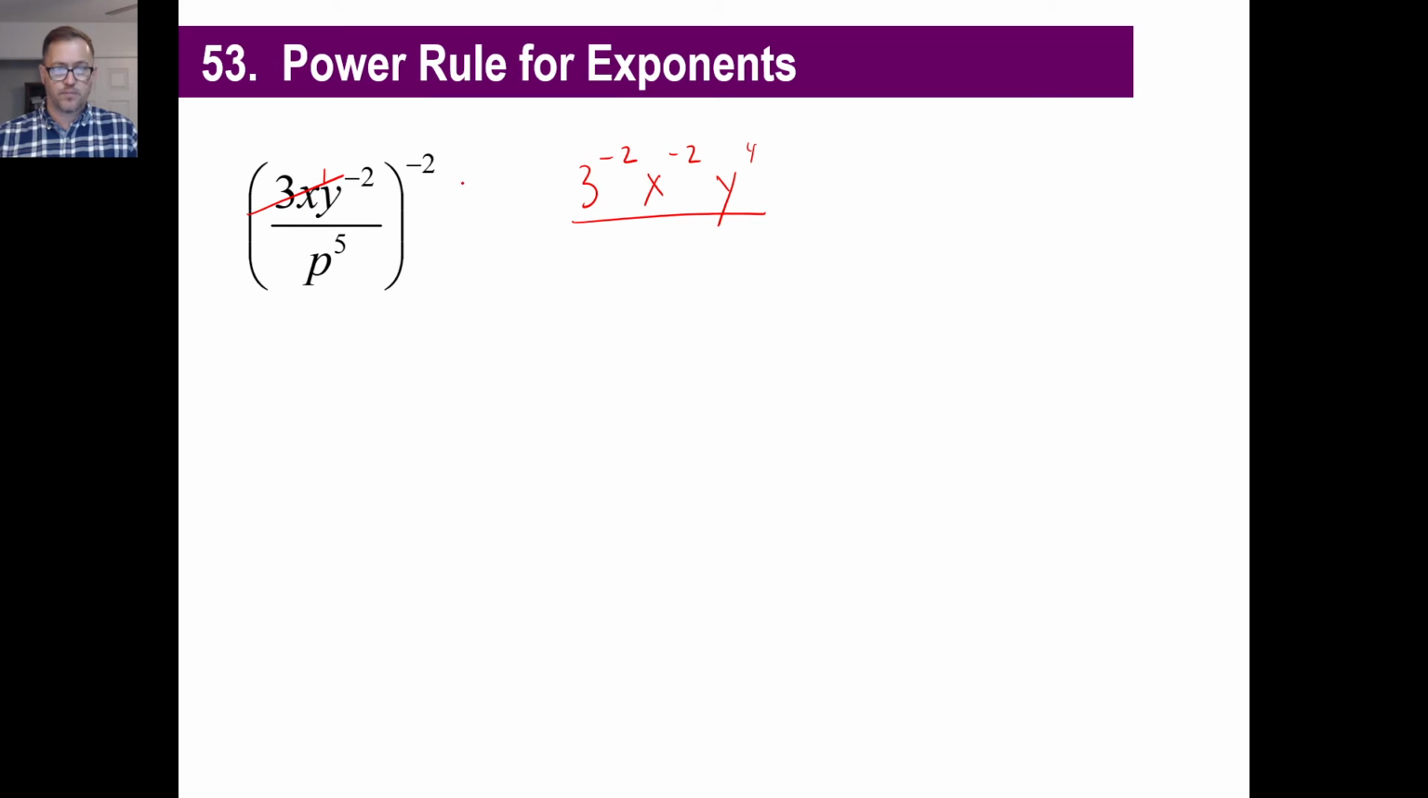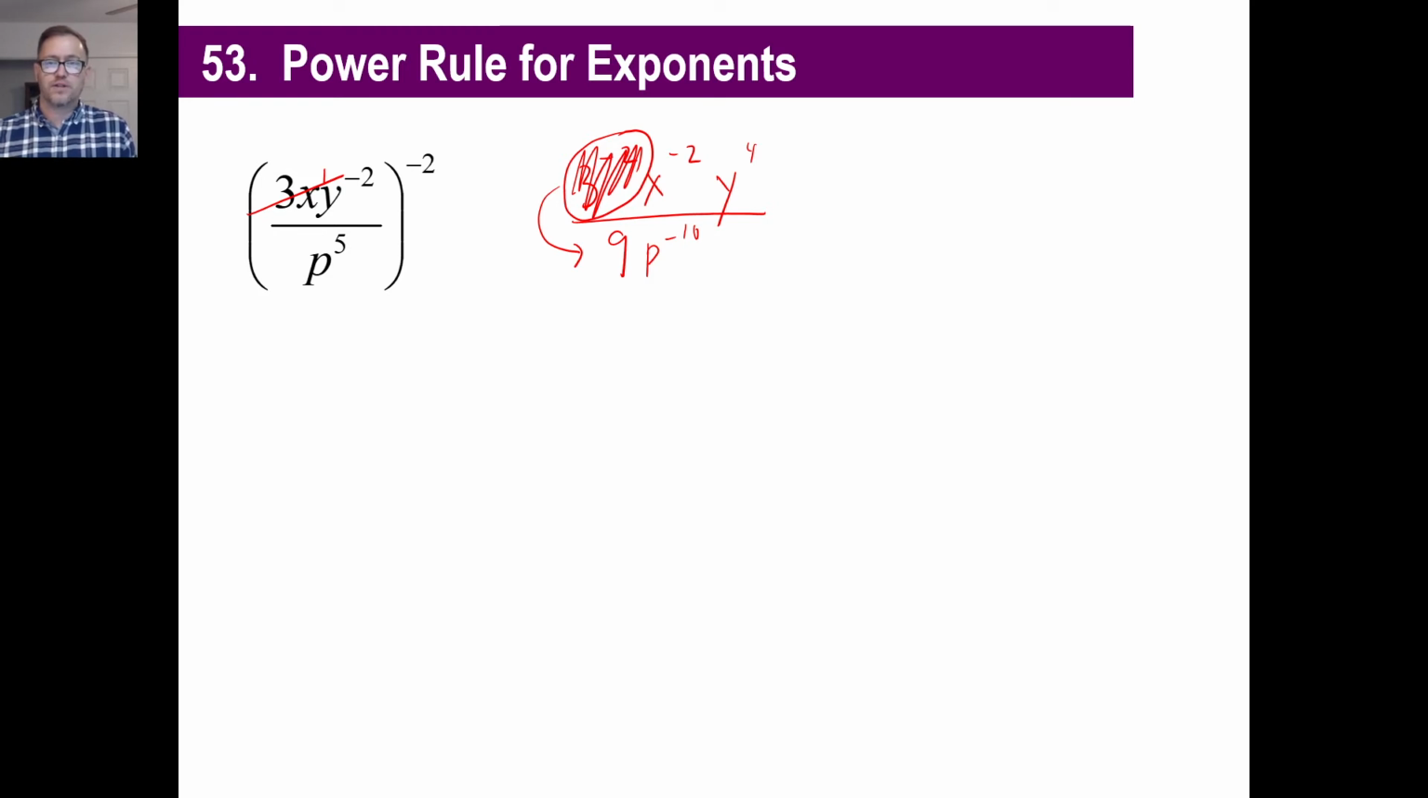P to the 5th brought to the negative 2, p to the negative 10th. Okay, now again, this is kind of strange. We don't usually see actual numerals, constants, in that format. So what we're going to do is just pop that one down there. That turns into 3 to the positive 2. 3 squared, of course, is 9. And then there you go. You can call that your answer.